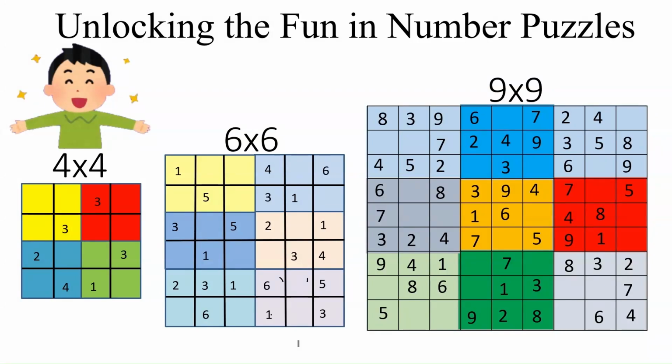Sudoku puzzles, which we are going to learn today, consist of a grid 4 by 4, 6 by 6 or 9 by 9. The objective is to fill the grid with numbers 1 to 4 in 4 by 4, 1 to 6 in 6 by 6 and 1 to 9 in 9 by 9 puzzles, so that each row, column and region contains all the required numbers without repetition.